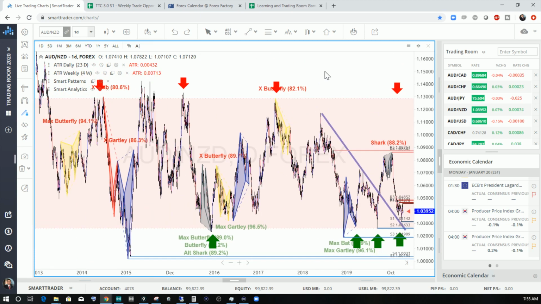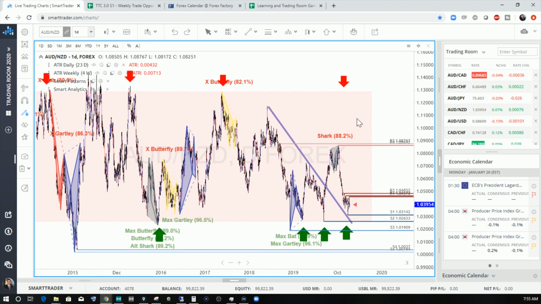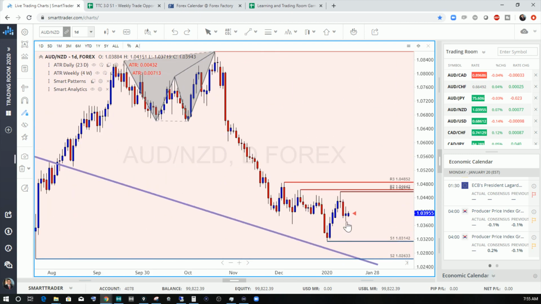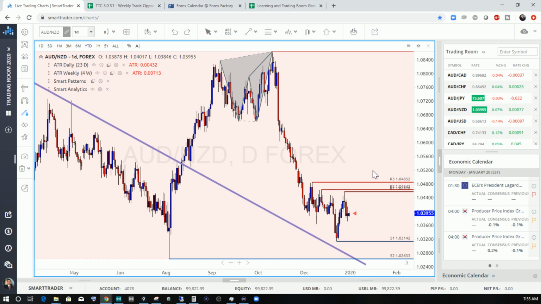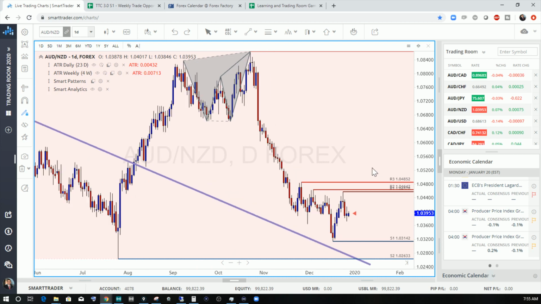Very similar right here. Aussie New Zealand dollar finding support right here. We'll be looking for price to move all the way to the top of the channel. So we'll be looking to buy long and stay bullish on Aussie New Zealand dollar.